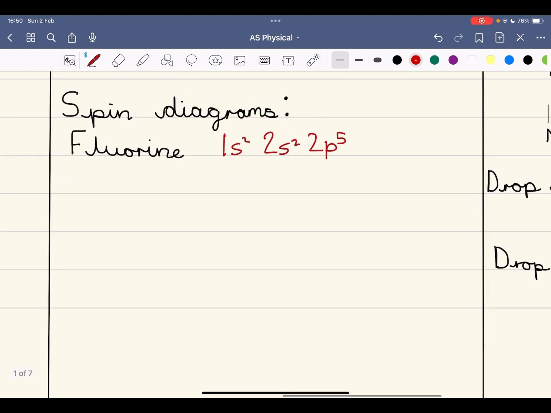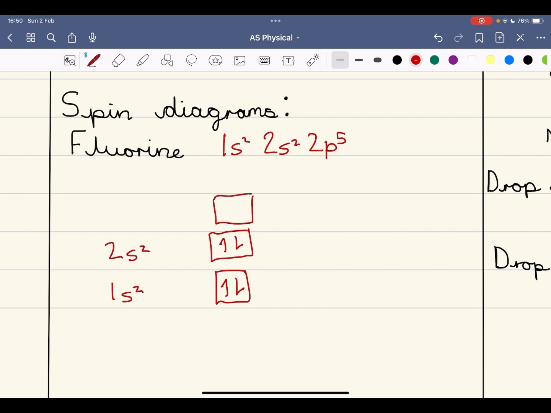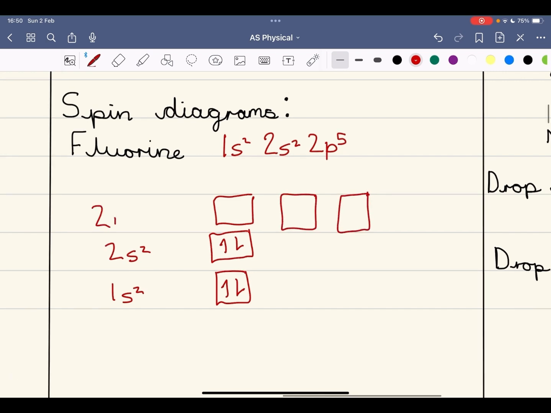So now when I'm writing down the spin diagrams, I'm going to do 2 electrons in the 1s, and then we've got 2s2, and then 2p5. So I'm going to write down 3 orbitals because p has 3 orbitals, and I've got 2p5, right? So when I have orbitals at the same energy, the way you fill it up is you fill them up singly first, so like this, and then you start to pair them up. Okay.